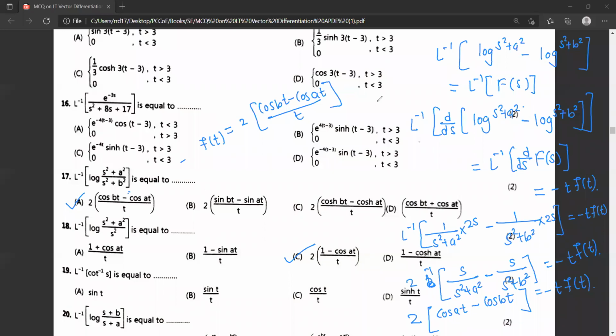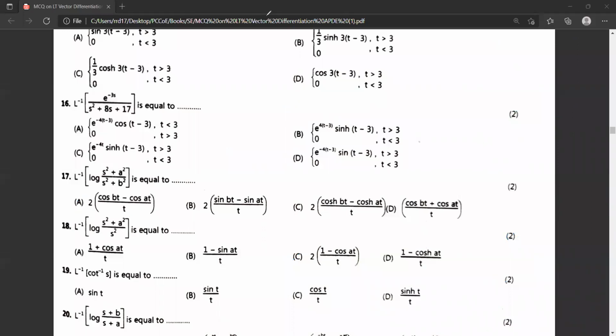Now see, this type of question will be for 3 marks, when 2-3 properties are combined.